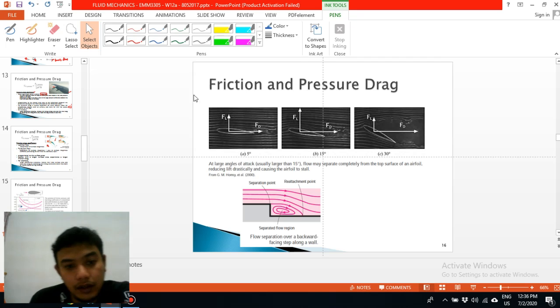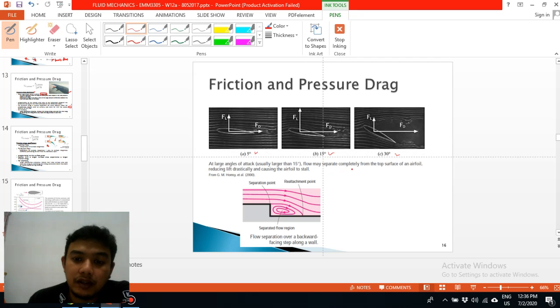Okay, this is an example of a wing with angle of attack. If you can see here, the first is 5 degree angle of attack, the second is 15 degrees, and the third is 30 degrees. At a large angle of attack, usually 15, the flow will separate completely from the top surface of the airfoil. So lift reduces drastically, causing stall. So we call it stall. So the higher angle of attack will produce recirculation and a separation point at this area. So this is the example.